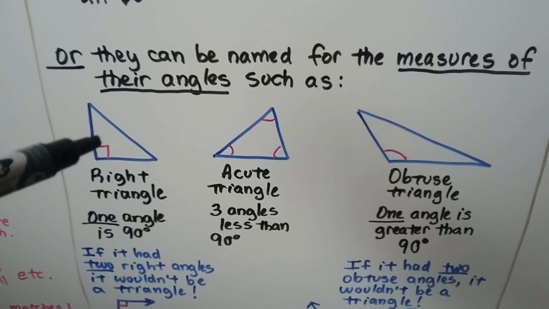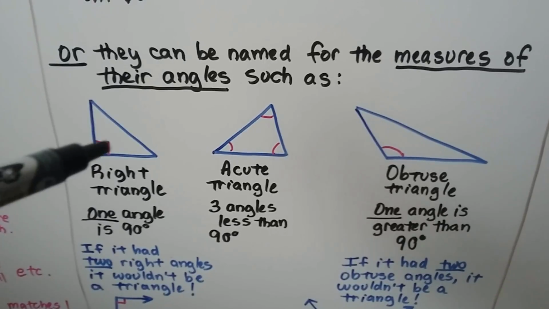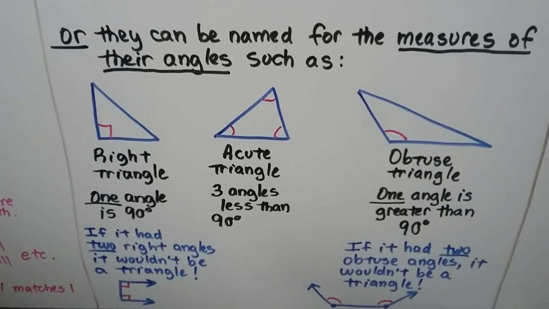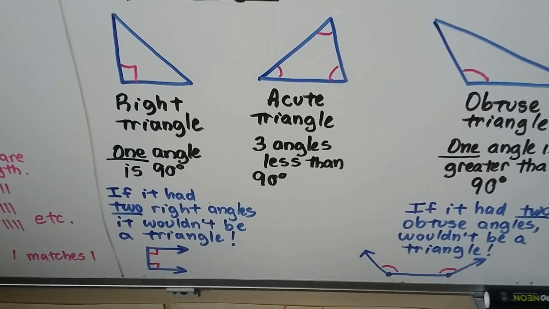Or they could be named for the measures of their angles, such as a right triangle. It has 1 angle that's 90 degrees. And you usually are going to see a little box there, but you may not, and I'll show you as we continue in the video.